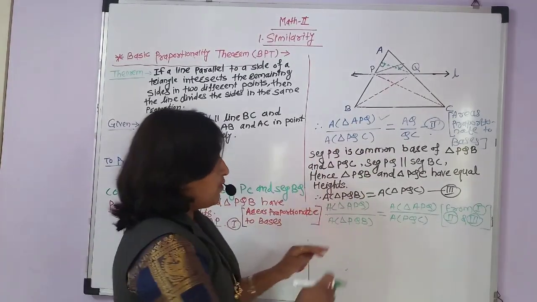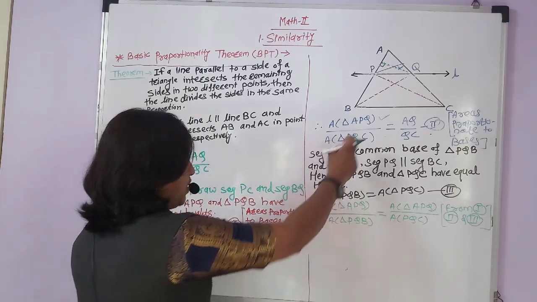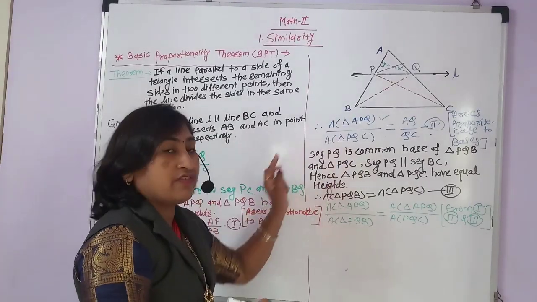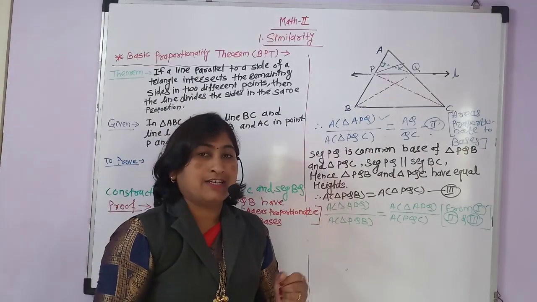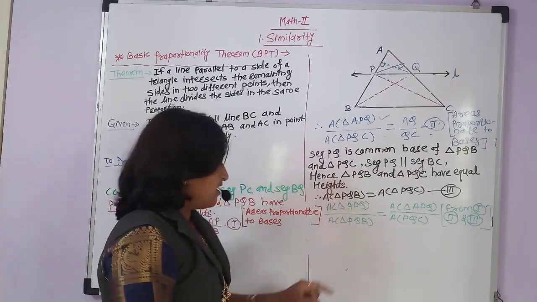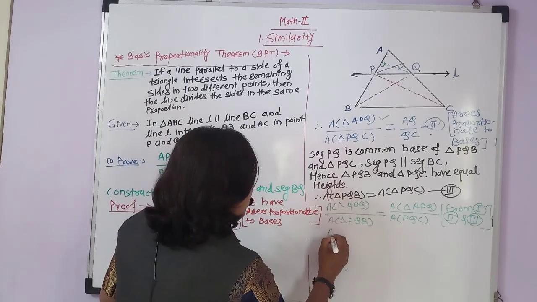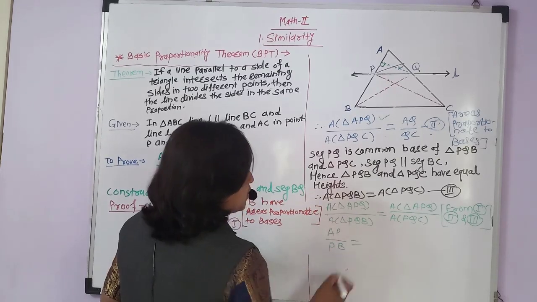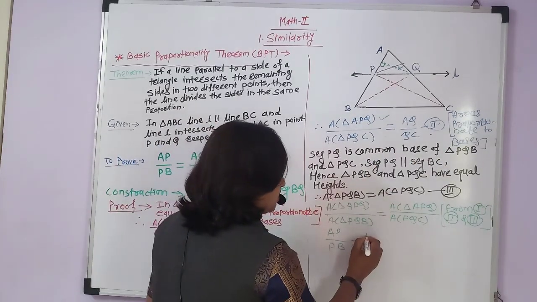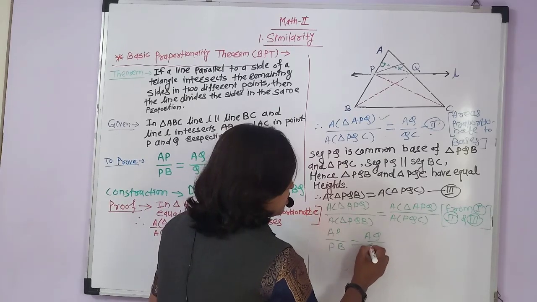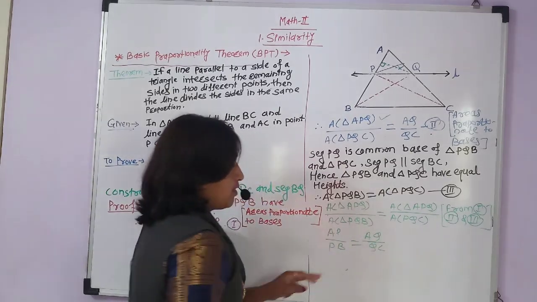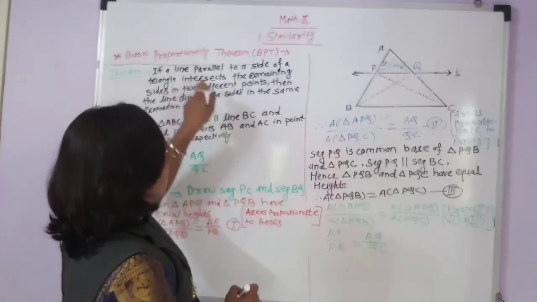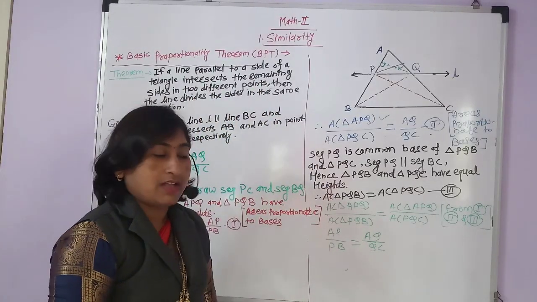But here, if we observe equations 1 and 2 again, if the LHS of equations 1 and 2 are equal, then the RHS must be equal. So we write AP upon PB is equal to AQ upon QC. Here we got the proof of this theorem, that is the BPT theorem.